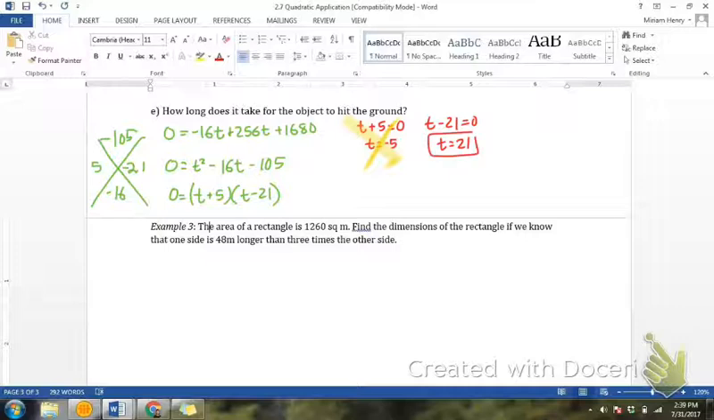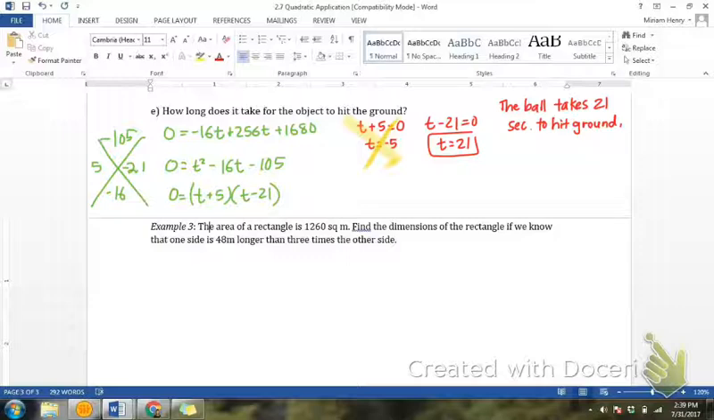Who wants to give me my sentence? Vinny. The ball takes 21 seconds for the object. Yeah. The ball takes 21 seconds to hit the ground. Good. The ball takes 21 seconds to hit the ground. Or after 21 seconds, the ball is on the ground, or the ball is on the ground after 21 seconds. There's multiple ways to write it.